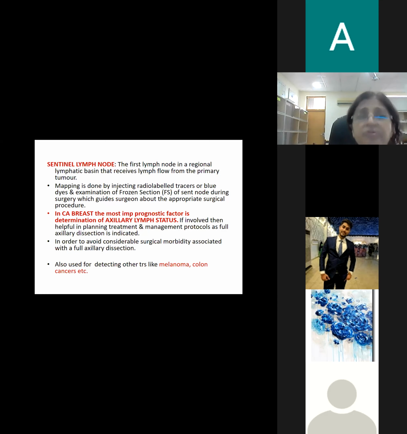Mastectomy is the removal of the breast. जब हम cancer of the breast के लिए breast को remove करते हैं, that procedure is known as mastectomy. M-A-S-T-E-C-T-O-M-Y. That is known as mastectomy.